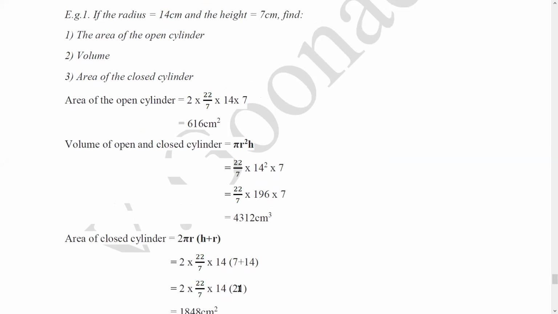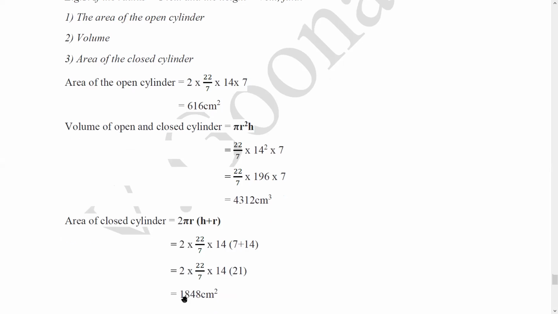You understand so far, Shalanda? Yes, sir. Right. And in your calculator, if you type in all of this, if you put a multiplication sign here, or if you put it in brackets, it will understand it as multiplication, and you will get 1848 centimeters squared.